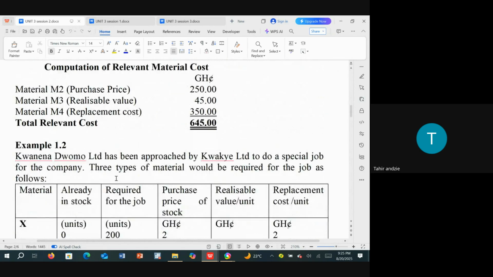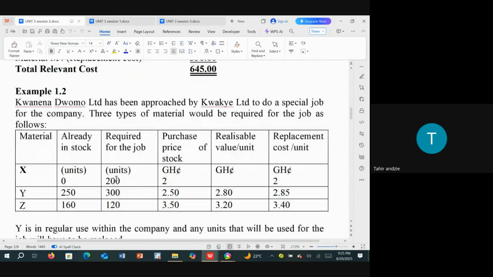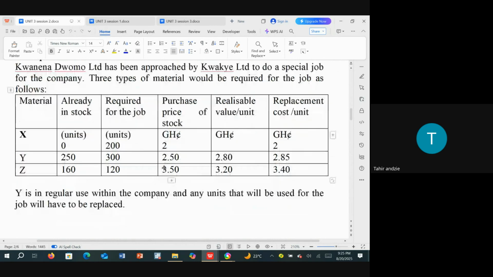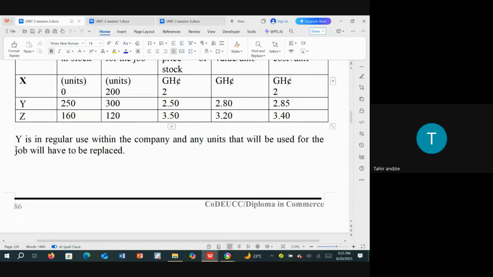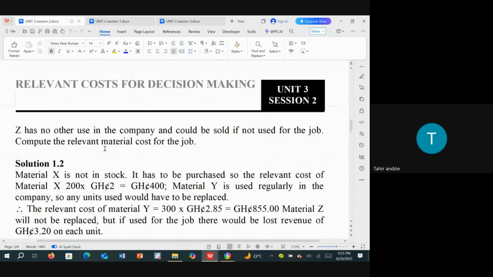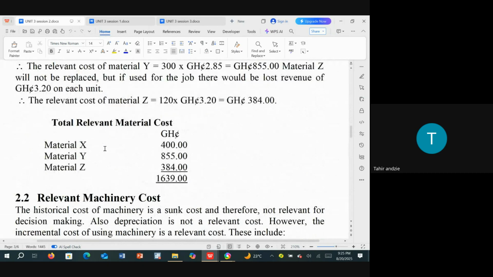Now go ahead, look at example 1.2, where we have material X, Y, Z already in stock, required for the job, the purchase price, and then realizable value per unit, and then replacement cost. And then determine the cost. Y is in regular use, so you can easily understand that one. Then we come to another one.